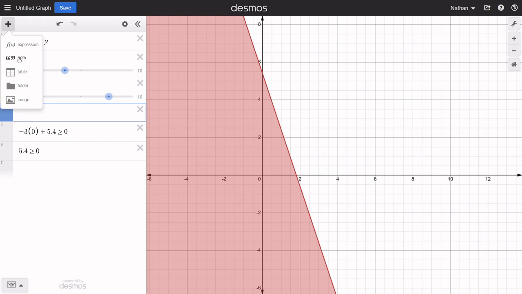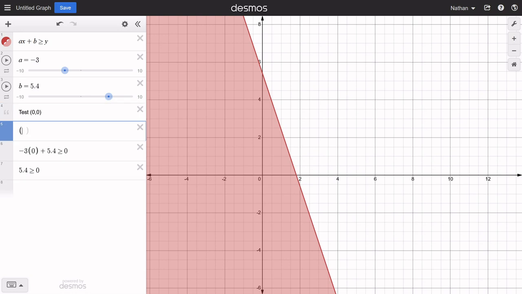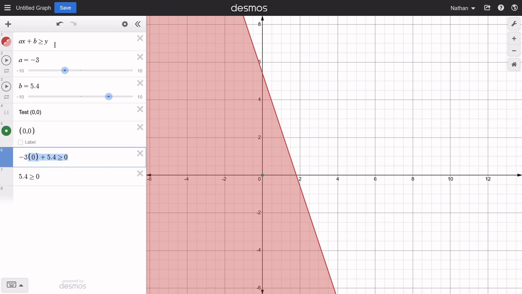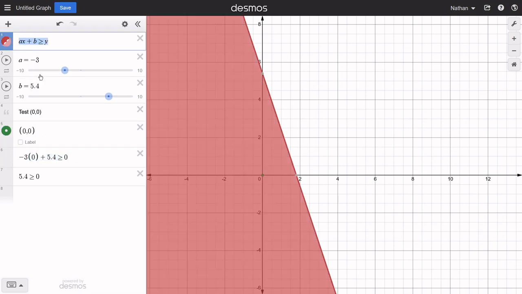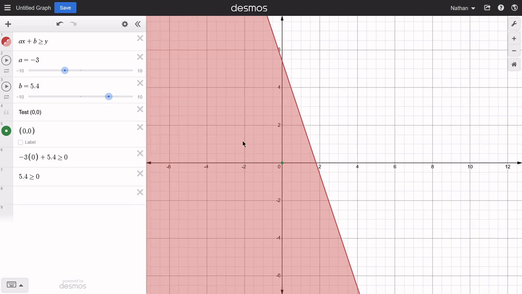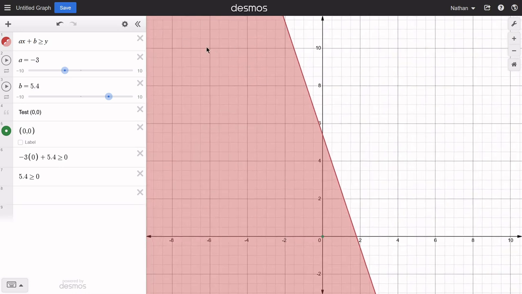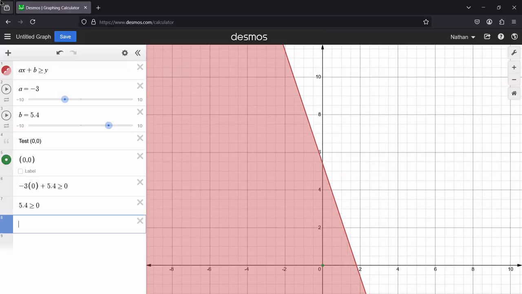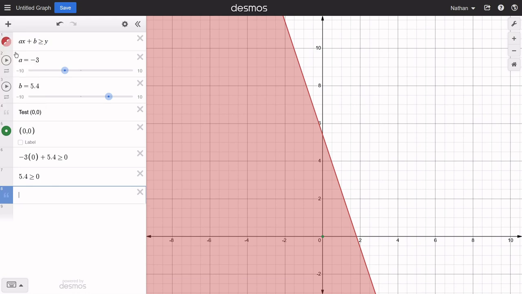Let me do an expression here. Test 0, 0. Let me just plot that point. So I tested 0, 0. I plugged it into the equation that we get from this resulting A and B, and then I get a true statement. So that passes the test. Another point we can test is something like way over here. Let's test this point here. This is negative 6, 10. So let's test negative 6, 10.